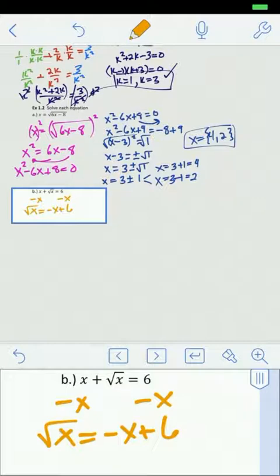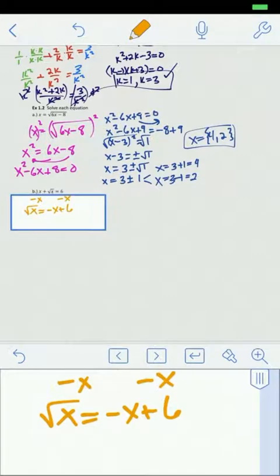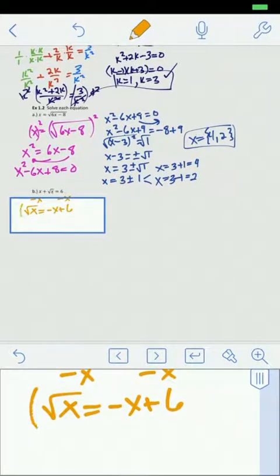Remember, it's against the rules to take a square on this side and square them individually. It's not possible, right? That's when God kills kittens. That's when things fall apart, right? So you can't do that. You got to move the x over first, then take the square of both sides.